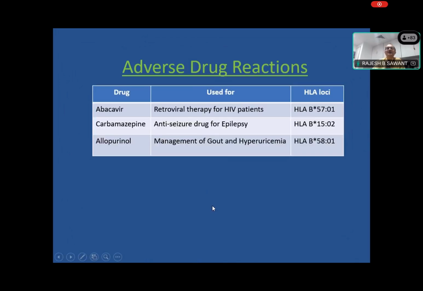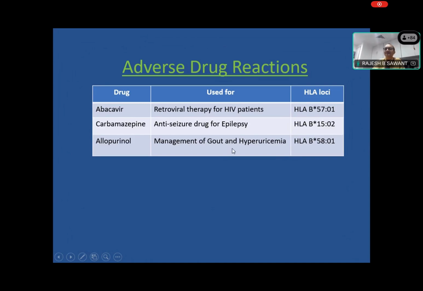So as far as drug reactions are concerned, these are the most common requests that we get. So if a patient is to be started on antiretroviral therapy, most commonly abacavir is the drug that is used, but you look for a particular HLA locus, that is HLA B5701. If this is present, then there may be sensitivity to abacavir. Similarly, for patients with epilepsy, where you use carbamazepine, you may want to look for HLA-B1502 before starting the therapy.